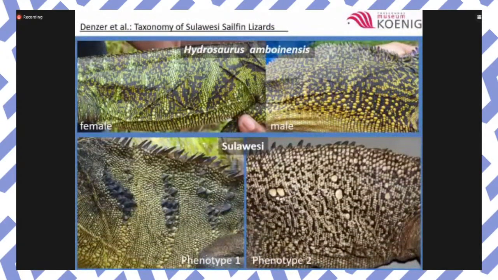So when we compare the lateral pattern and the scalation of amboinensis, here on the left side a female, the male on the right side, and the males of the phenotypes from Sulawesi, it's obvious that these are definitely not the same, but actually there are 3 different kinds of sailfin lizards.